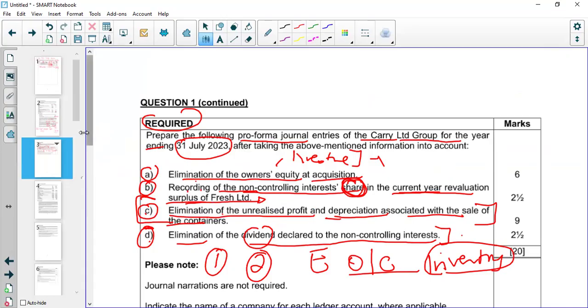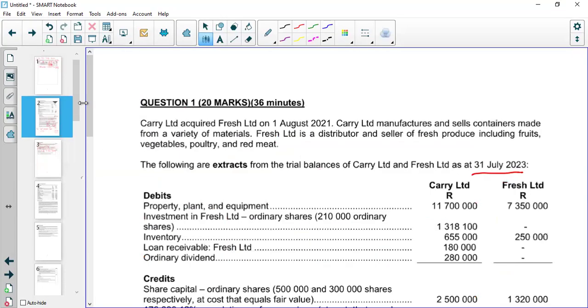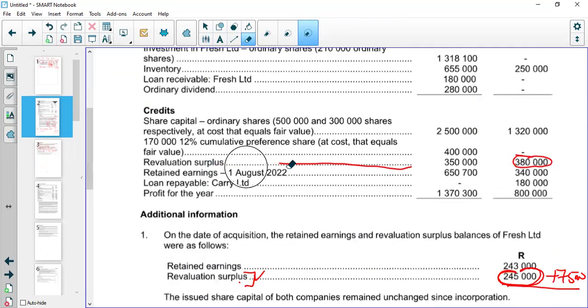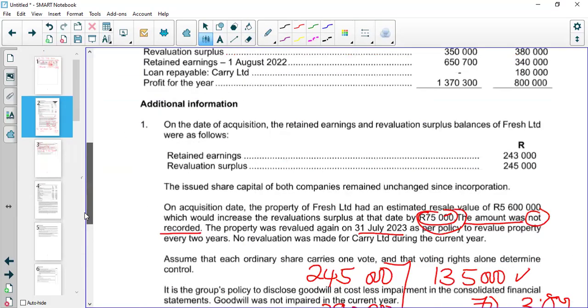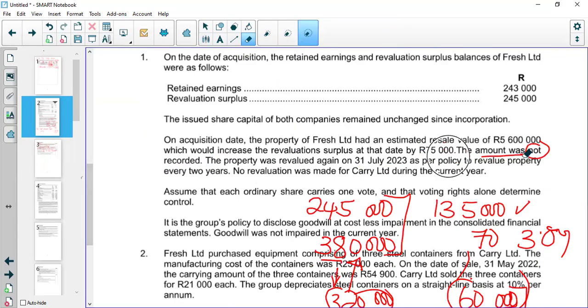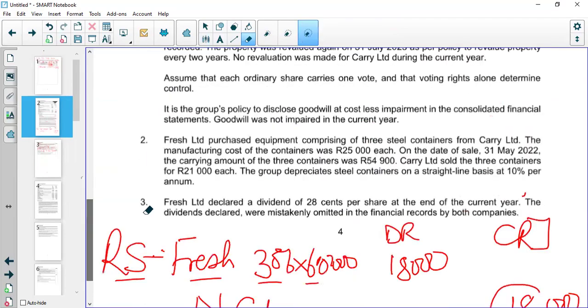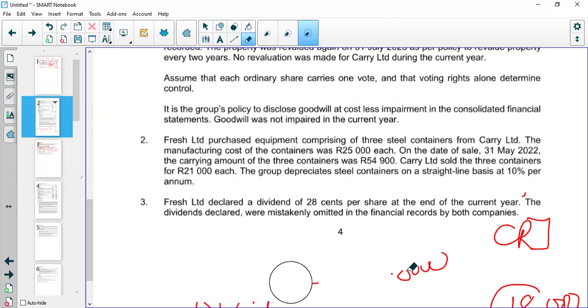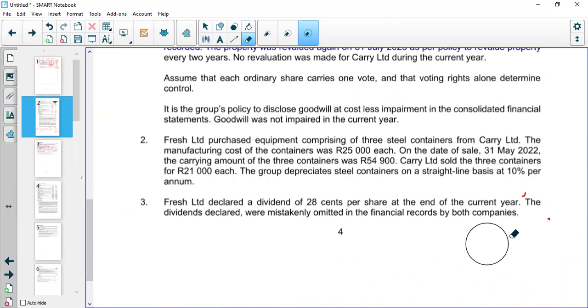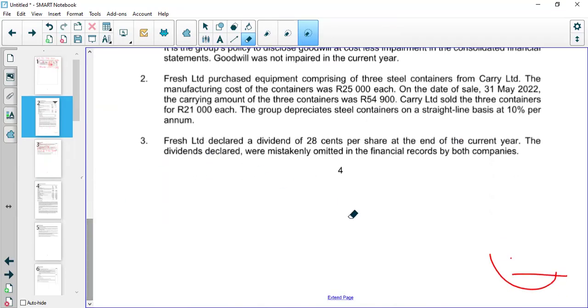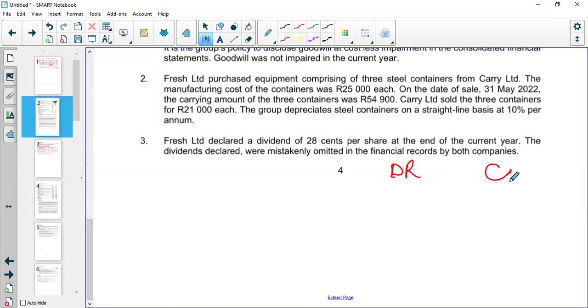Okay, so let's see what happened in the transaction. Somebody sold something, right? So let's see who sold to who and what happened. That also is very easy. Right, so let's have our debit. Let's have our credit.